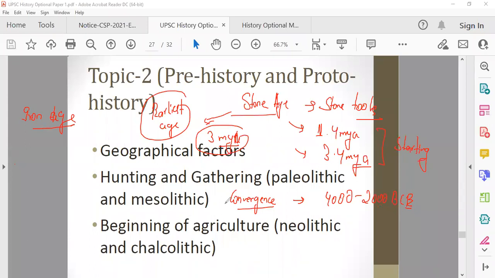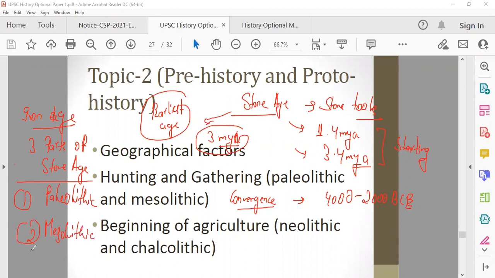So we are talking about Stone Age and different periods. It ended between 4000 to 2000 BC. Great. There are 3 parts of Stone Age, 3 basic divisions, and then those divisions are further divided. One is Paleolithic, then Mesolithic, then Neolithic.